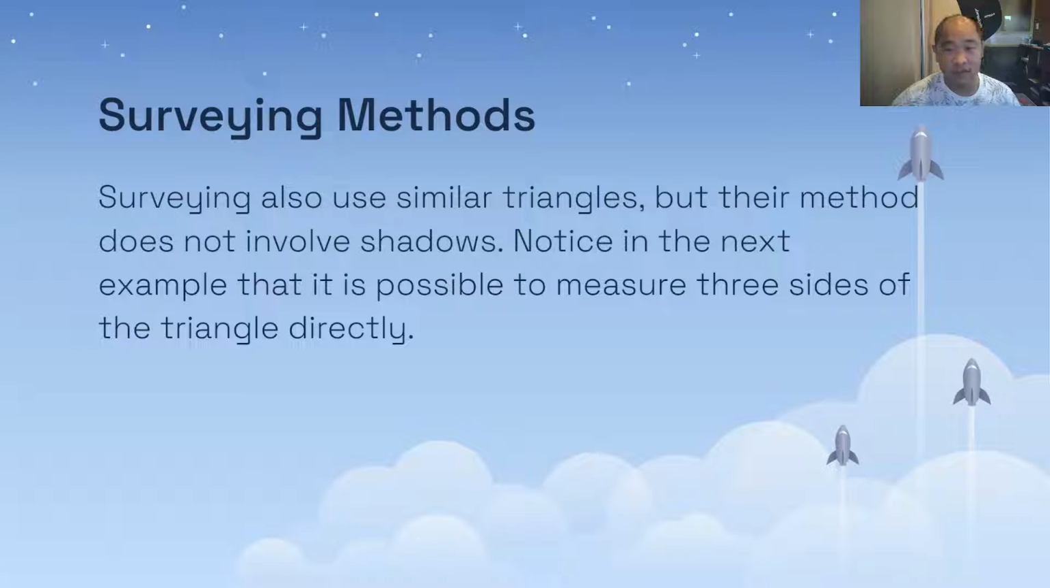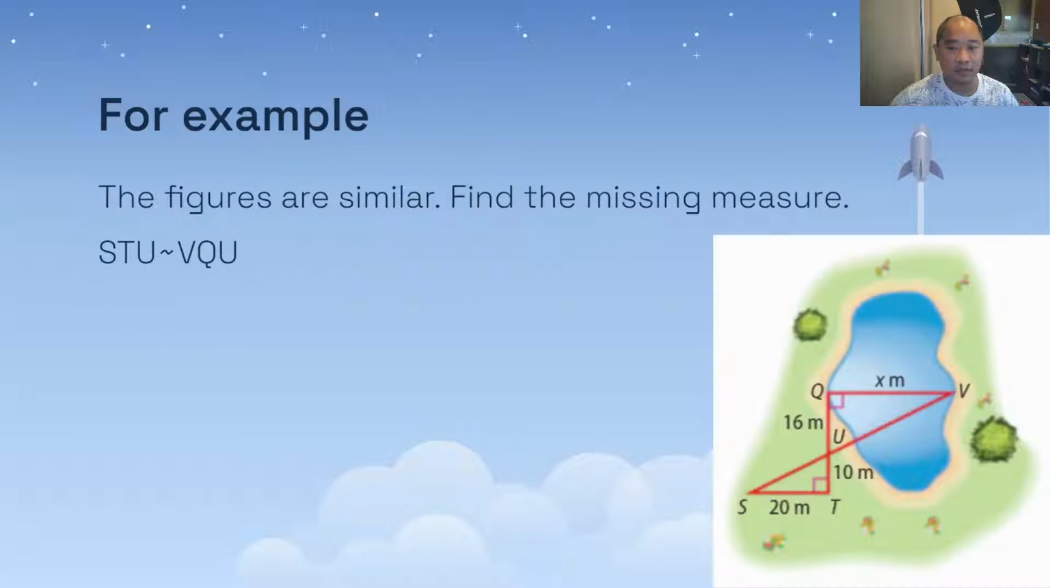Sometimes when you are using similar triangles, you don't get shadows, because shadows are only for things that stand up off the ground, and also there has to be a shadow, so that means the sun needs to be out, right? But that's not how life always is. So in this next example, let's say we wanted to know how far it was from one end of a pond to the other, and we can't measure that, but we can measure a triangle that's next to it that we know is similar. So we know that STU is similar to VQU.